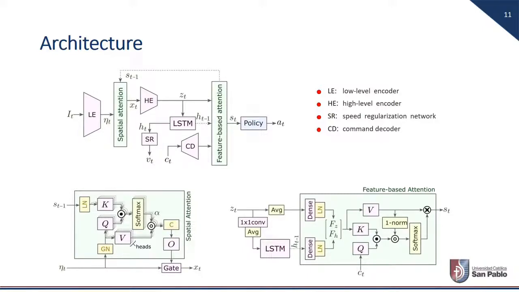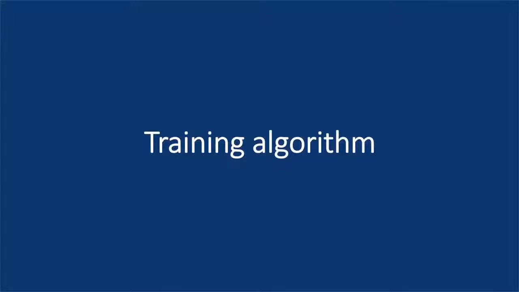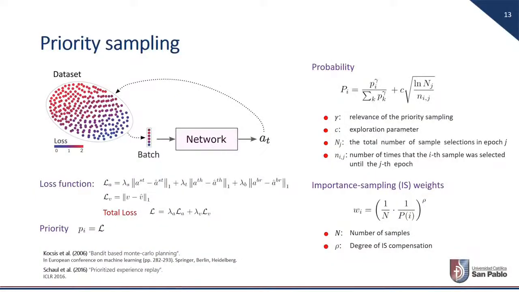Our second contribution is the training algorithm, priority sampling. The main idea is to prioritize the training of unknown samples for the model. That is, higher probability is assigned to the samples with higher loss. This idea was originally proposed by Schaul for reinforcement learning.